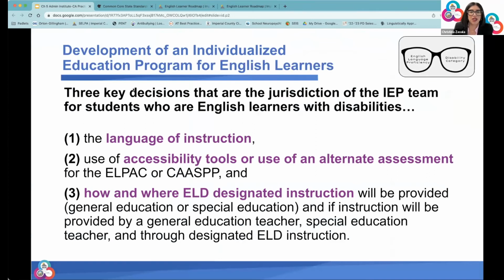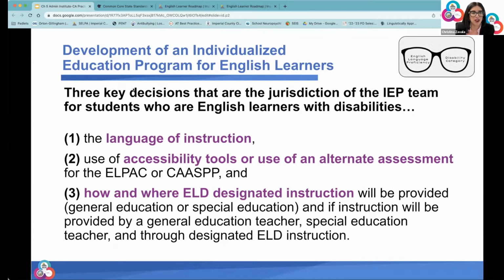And regarding all of the components that are required in an IEP, when we consider an IEP that is being developed for an English learner, these are the three key decisions that are the jurisdiction of the IEP team for students who are English learners with disabilities.